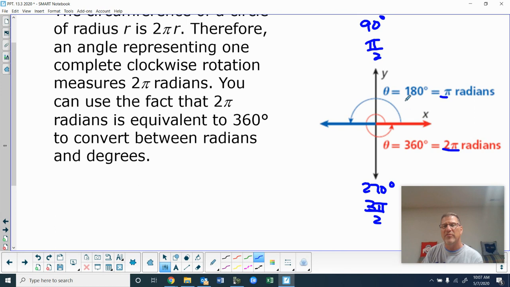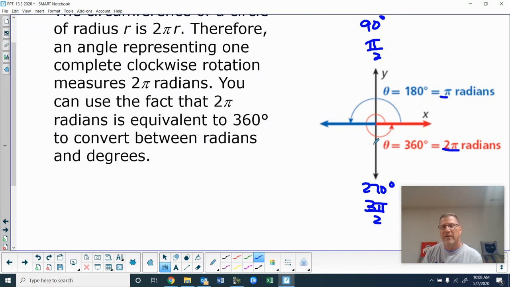And up here I have 90 degrees. If I just went from the red line to this black line, to the y-axis, I'm going half of 180, or 90. You guys knew that this angle is a 90-degree angle. Well, that's half of pi, half of 180. So we call it pi over 2, or 1 pi over 2.